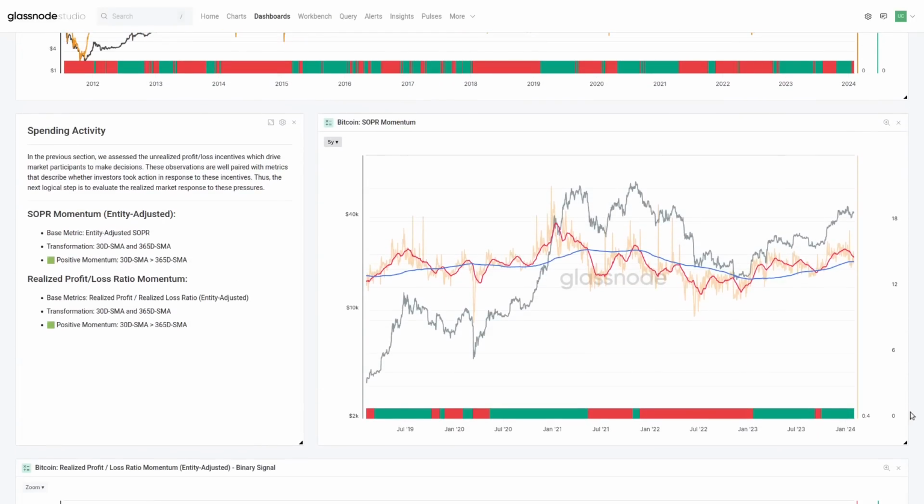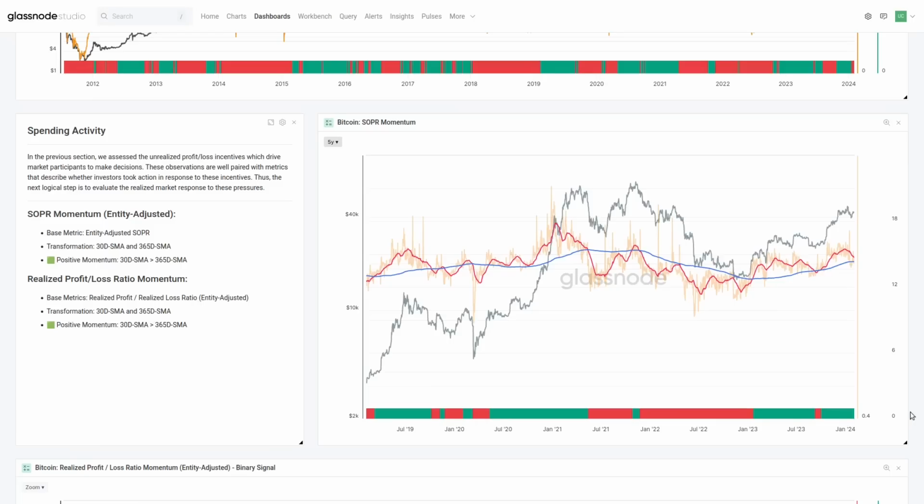Okay, so moving on to our third category, and previously we were looking at the unrealized profit and loss. Now, for reference, unrealized profit and loss metrics tend to be a lot slower because they're showing you the existing 88% of coins held off exchanges. What are those investors? What's their current position?